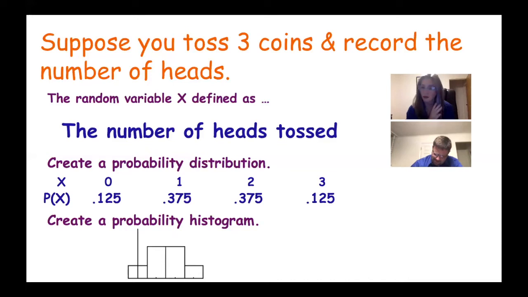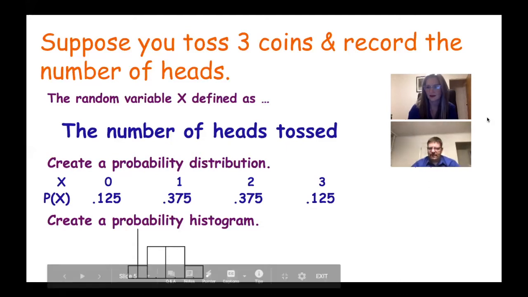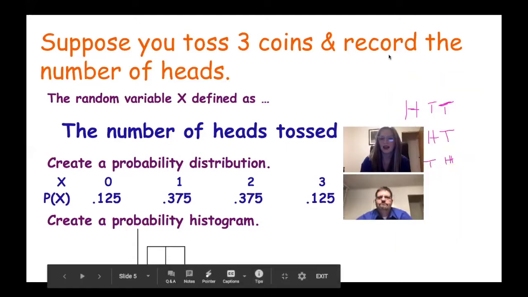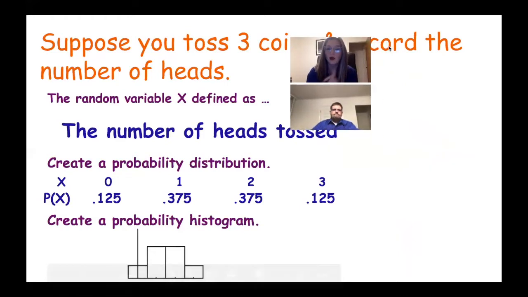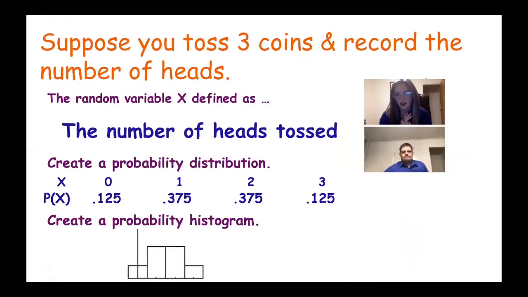And there are 3 ways that you could get 2 heads: heads, heads, tails; heads, tails, heads; tails, heads, heads. I'm not going to write the other ones out, but it would be the same thing, just reversed. And then there's only one way that you could get 3 heads on your coin toss: heads, heads, heads. So you have to think about the number of ways that can occur.